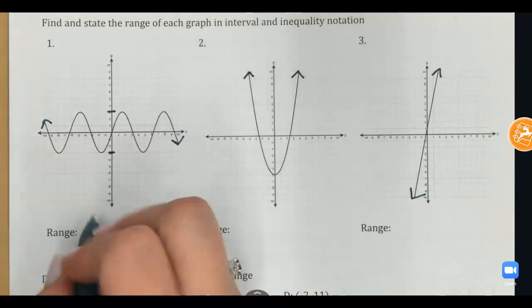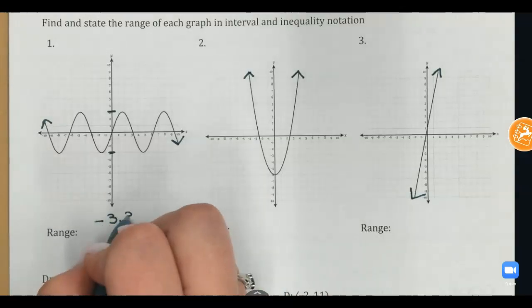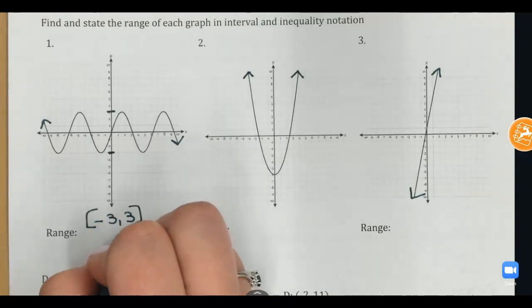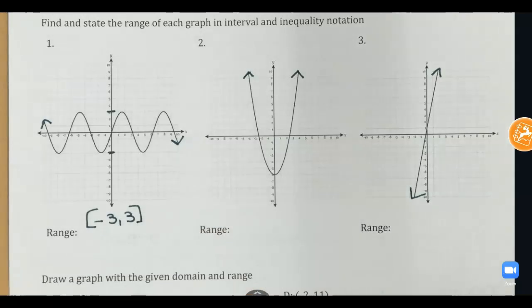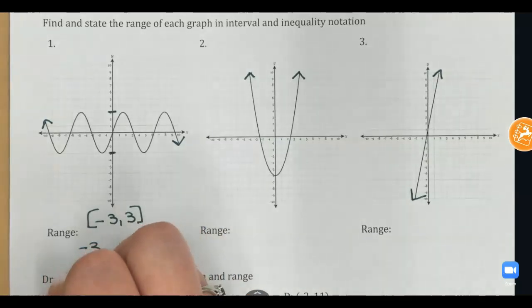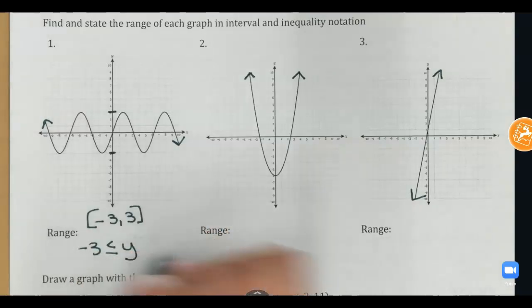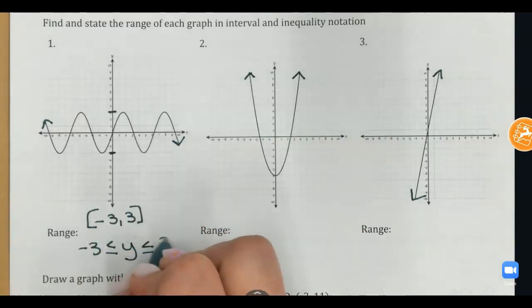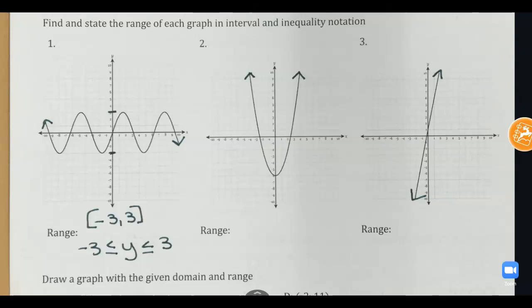For my interval notation, that's going to look like -3 to +3, both with brackets. And for my inequality notation, -3 is less than or equal to y goes in the middle now because I'm talking about range, not domain. And they both get underlined again because I don't have any open circles or gaps.